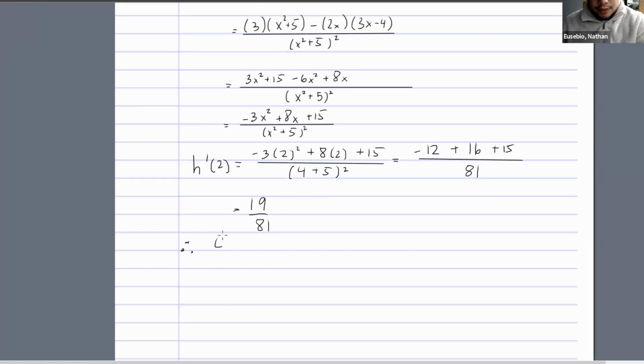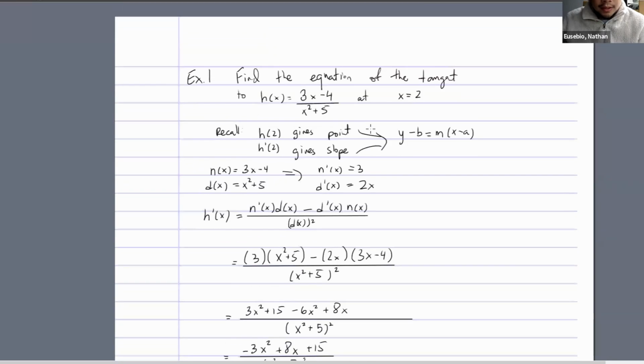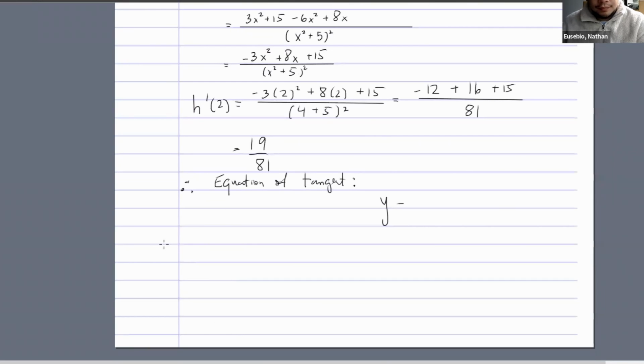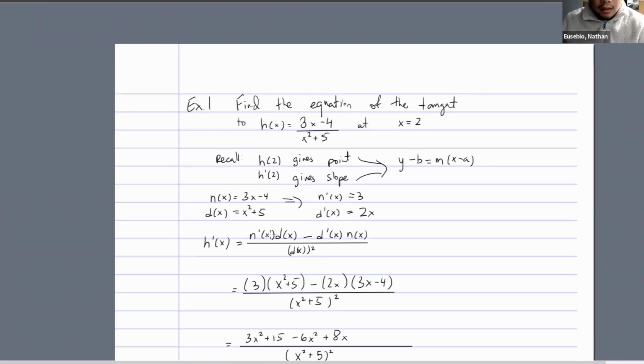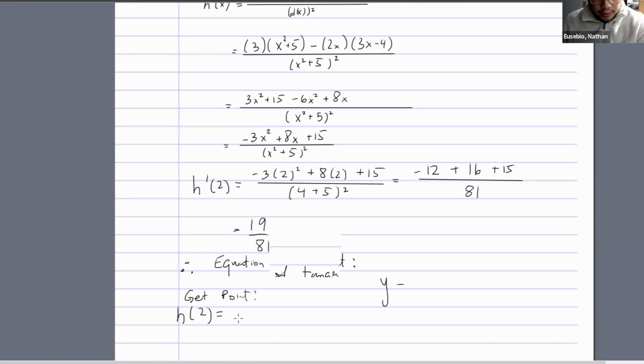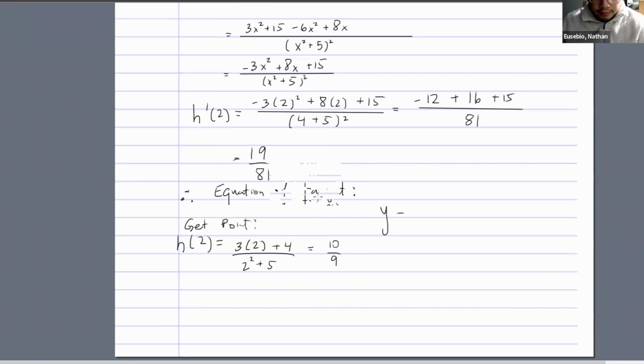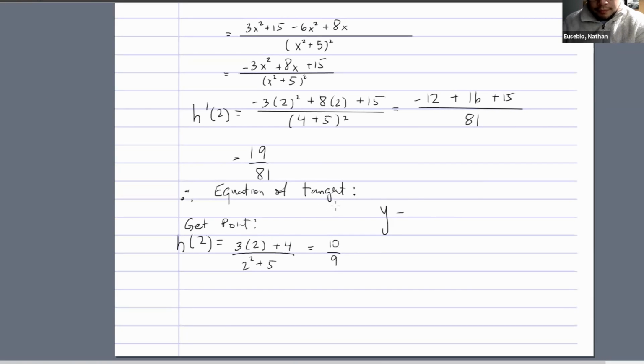Therefore, the equation of the tangent will be y minus, what's the point we got up top there? Oh, we didn't plug it into the original function yet. Okay. So h of 2. We should have plugged it in first. I don't know why I didn't do that. 3 times 2 plus 4, over 2 squared plus 5. 6 plus 4 is 10. 4 plus 5 is 9, so 10 over 9. Is my screen glitching out? Yeah, it is. So the equation of my tangent is y minus 10 over 9 equals 19 over 81, x minus 2.